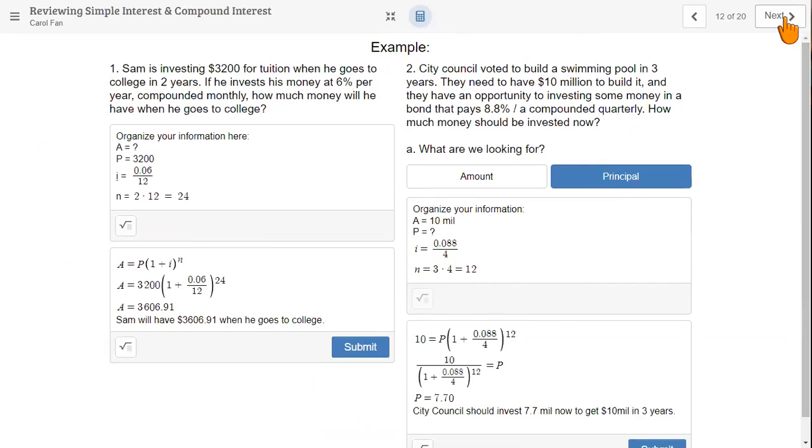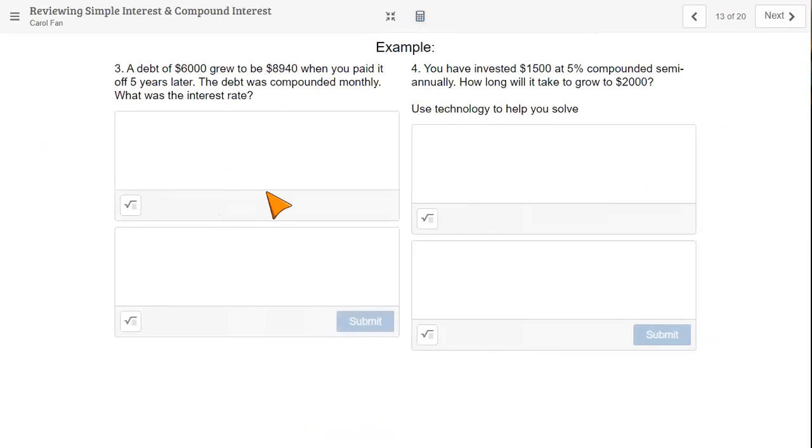All right, let's do another 2 examples before I let you try some questions on your own. Okay, so a debt of $6,000 grew to be $8,940 when you paid it off 5 years later. The debt was compounded monthly. What's the interest rate?